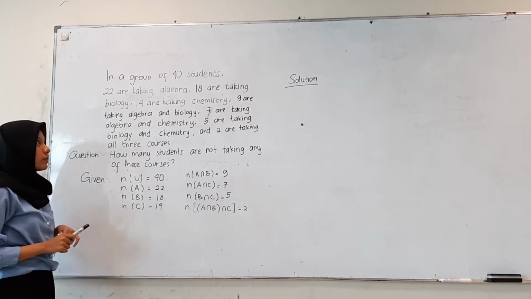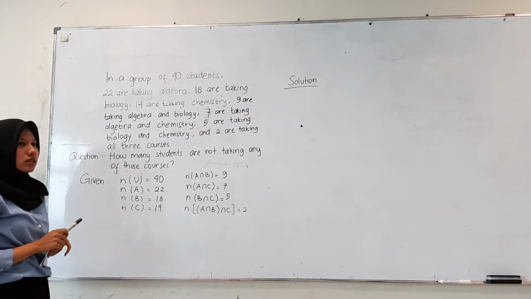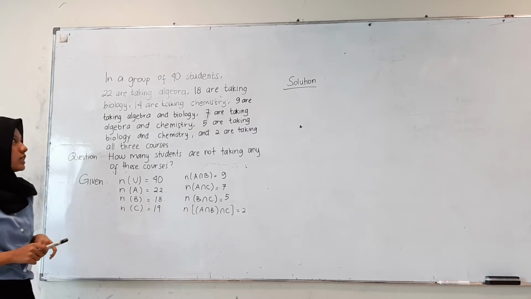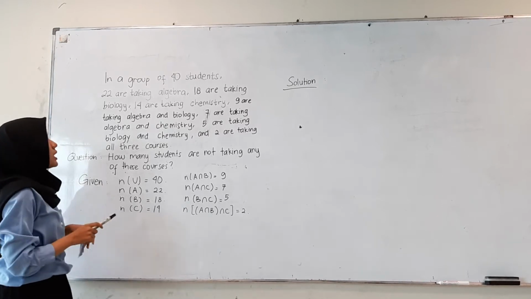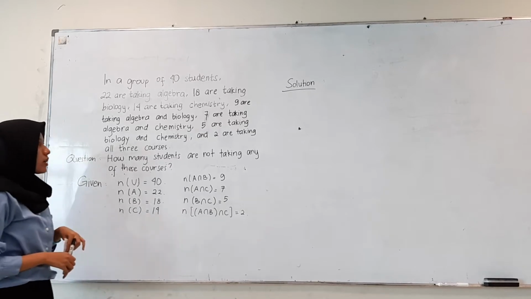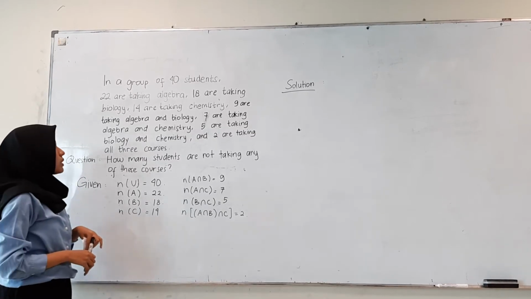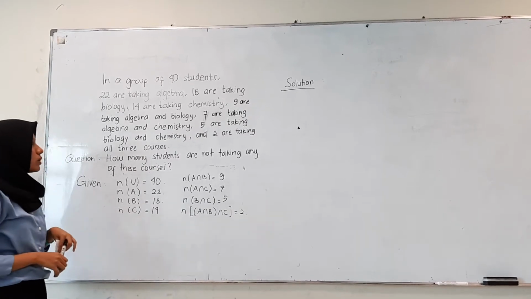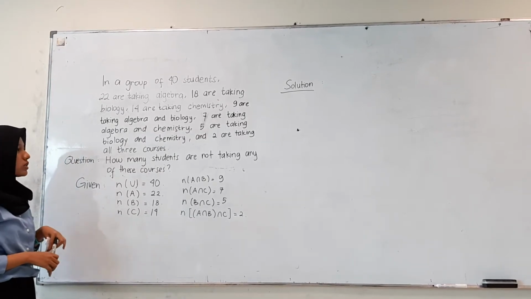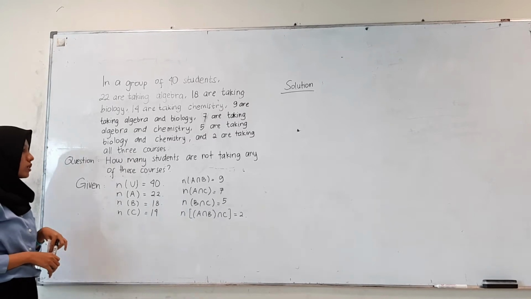So here's the problem. In a group of 40 students, 22 are taking algebra, 18 are taking biology, 14 are taking chemistry, 9 are taking algebra and biology, 7 are taking algebra and chemistry, 5 are taking biology and chemistry, and 2 are taking all 3 courses. And the question is, how many students are not taking any of these courses?